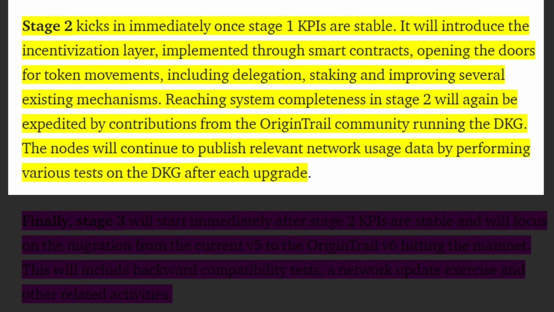It said, reaching system completeness in stage 2 will again be expedited by the contributions from the OriginTrail community running the decentralized knowledge graph. The nodes will continue to publish relevant network usage data by performing various tests on the DKG after each upgrade. So after each upgrade, we're constantly sending the team this telemetry data, which then allows them to make improvements and adjustments. And of course, whatever bugs we report, please take it to the GitHub.